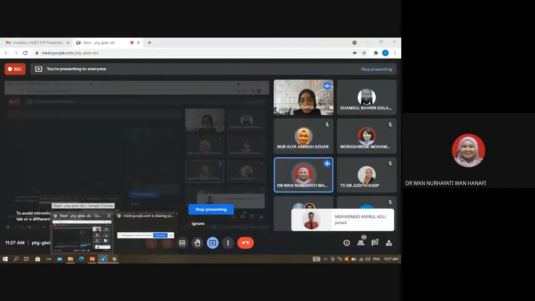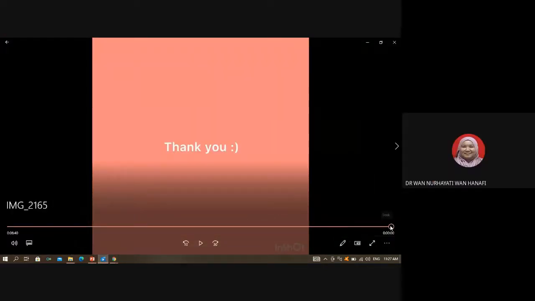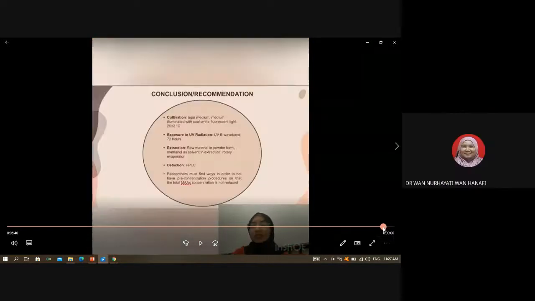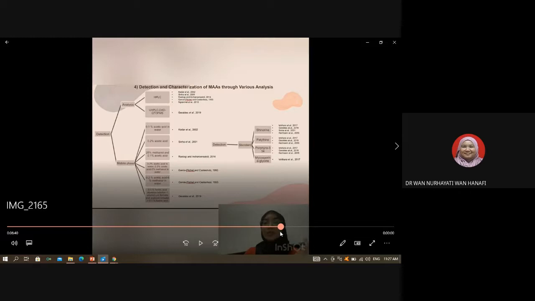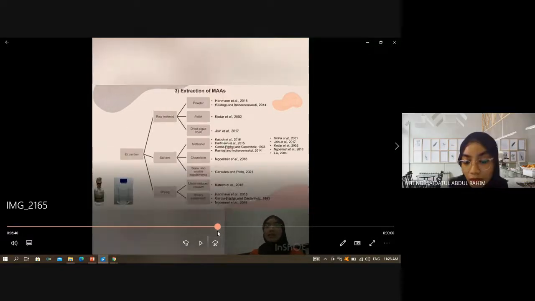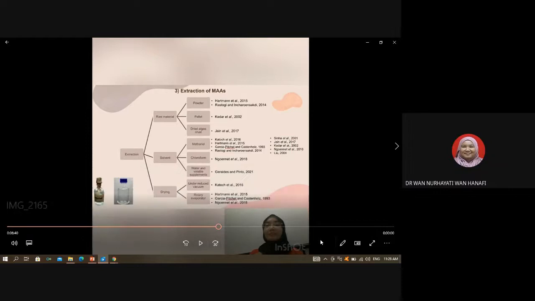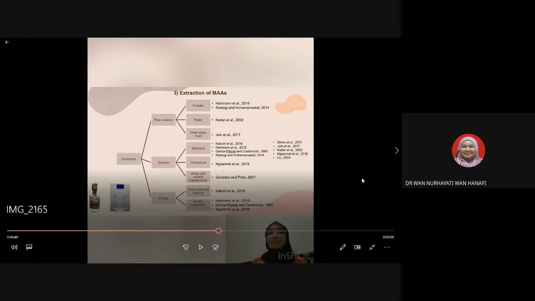Okay, can I ask one question? Just now, your slide shows that one of the solvents used, I can't remember by whom. 2021. Okay, the latest. Okay, water and volatile supplement. Yes. Okay, is there any advantage of this solvent as compared to methanol and chloroform?